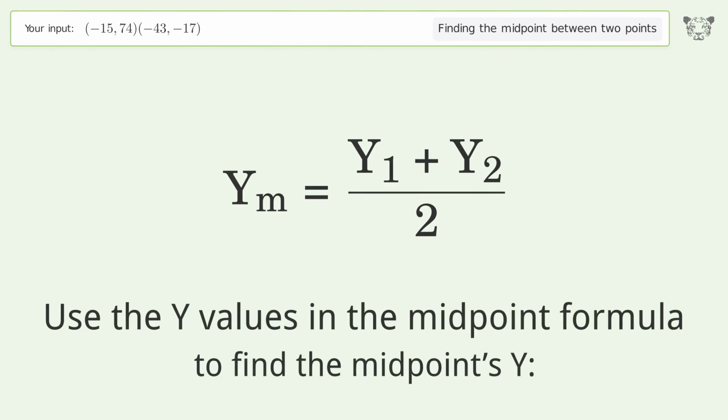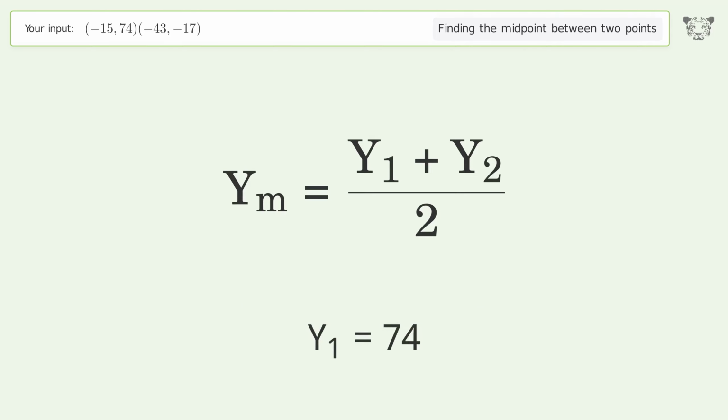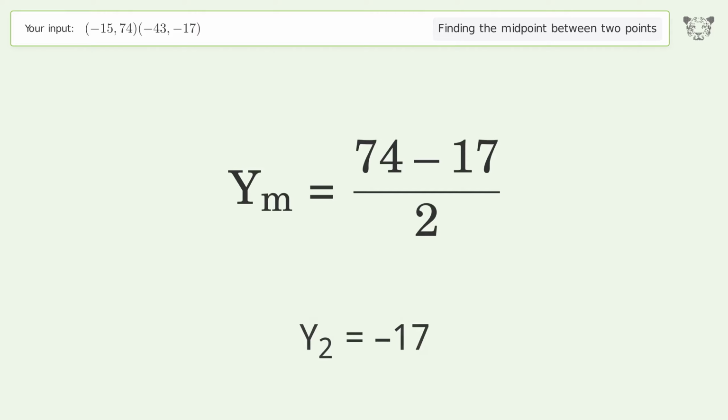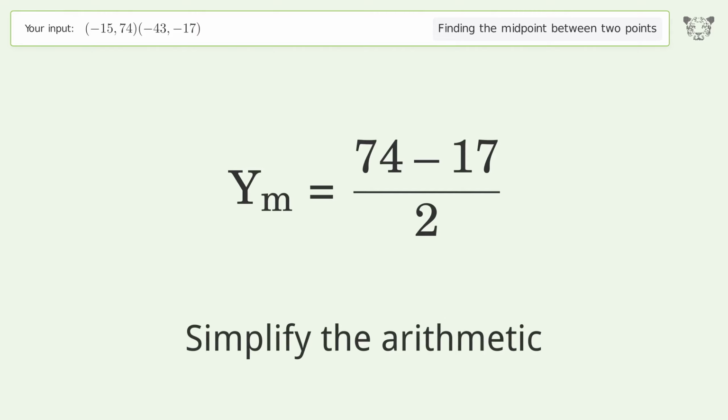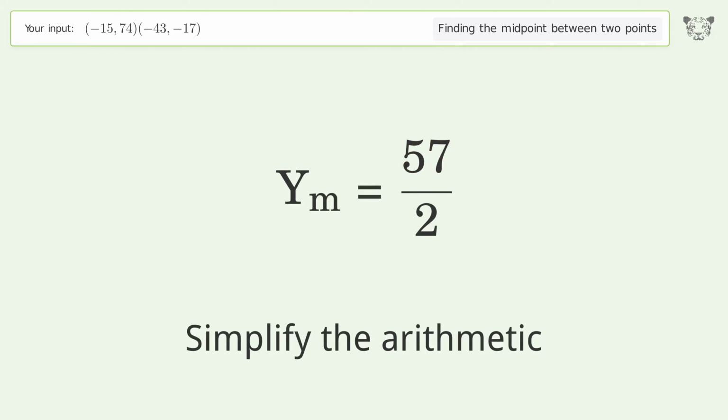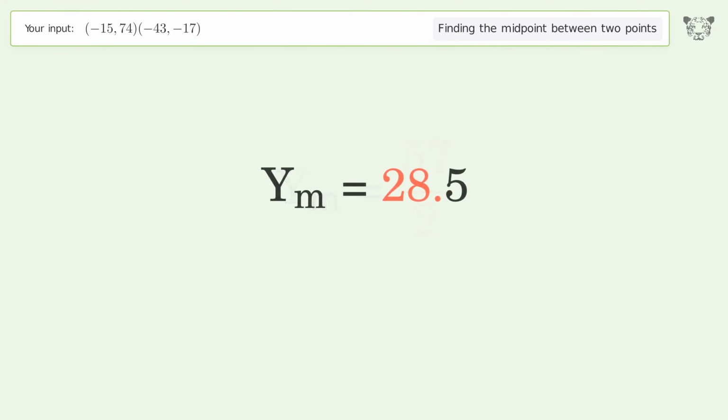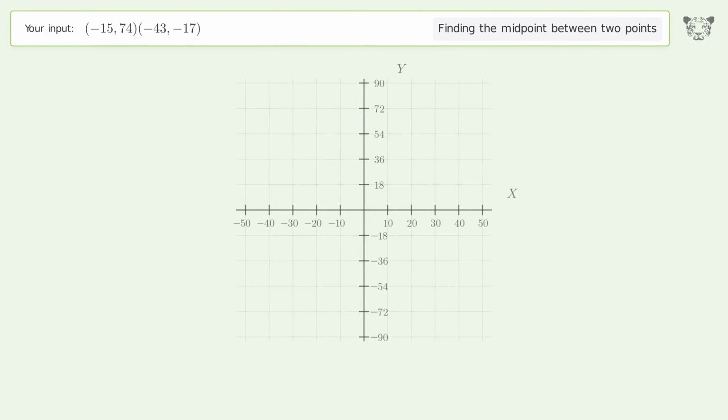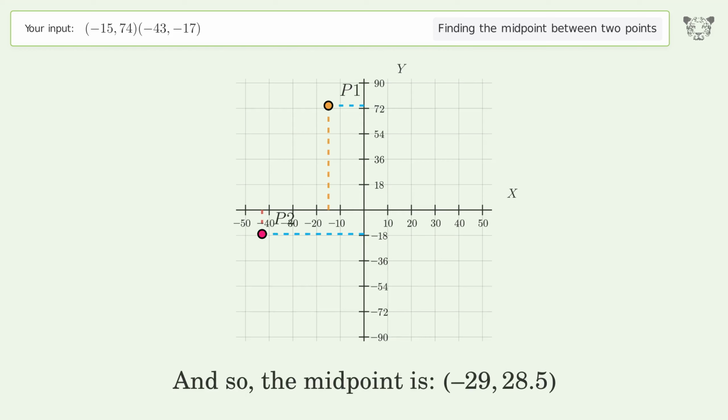Use the y values in the midpoint formula to find the midpoint's y. y1 equals 74. y2 equals negative 17. Simplify the arithmetic. And so, the midpoint is, negative 29, 28.5.